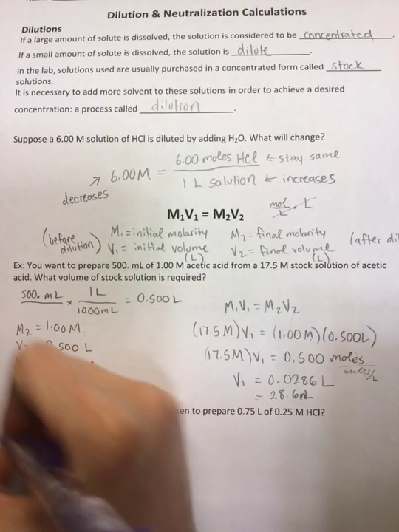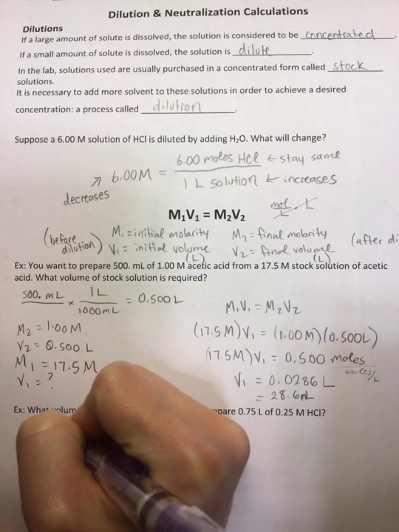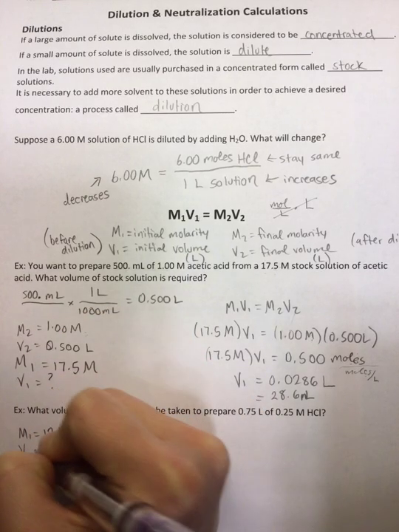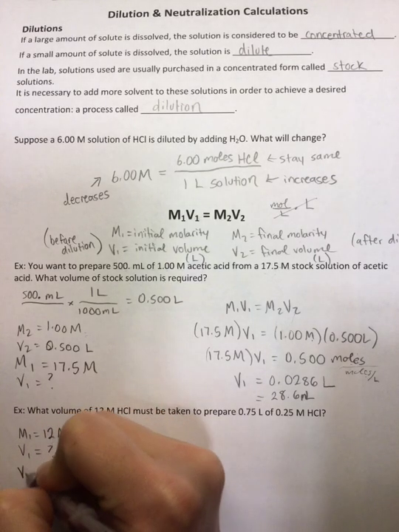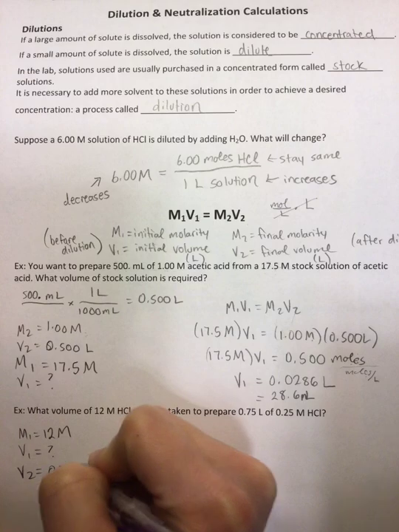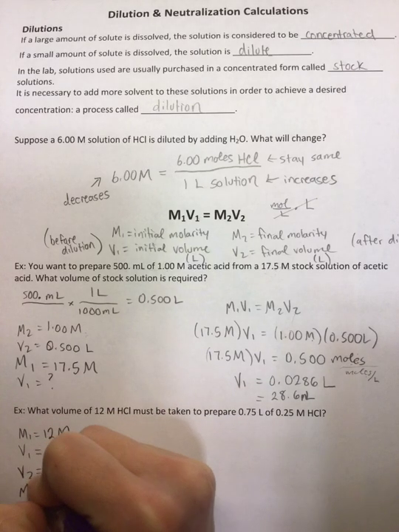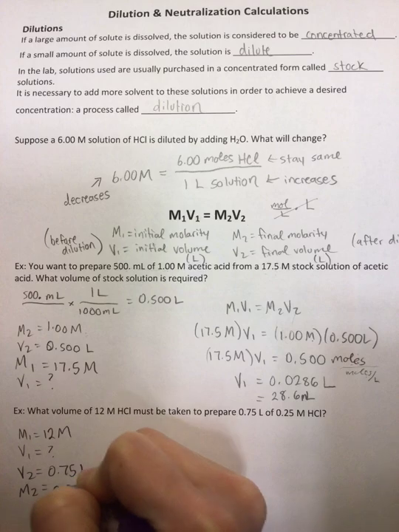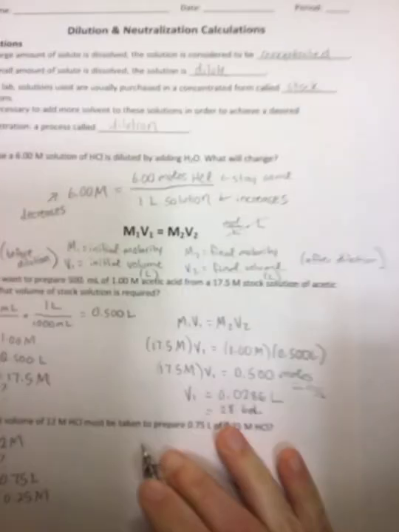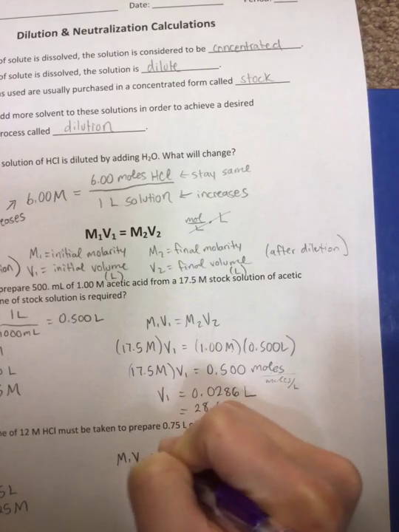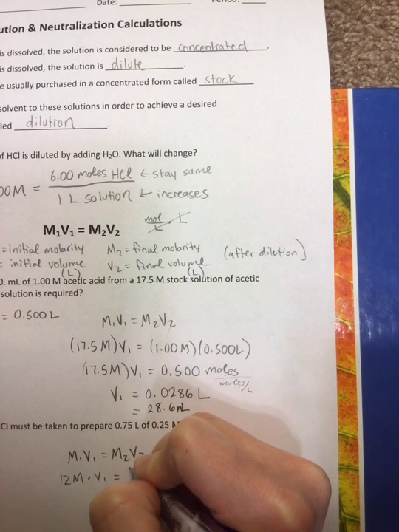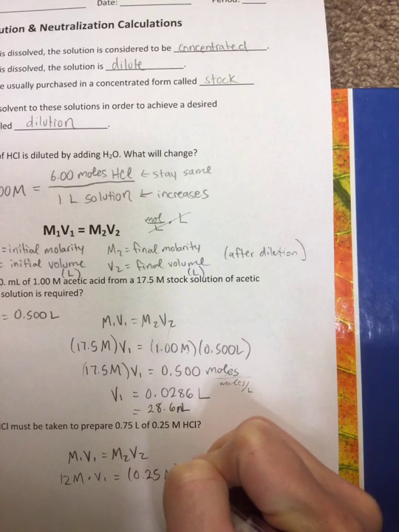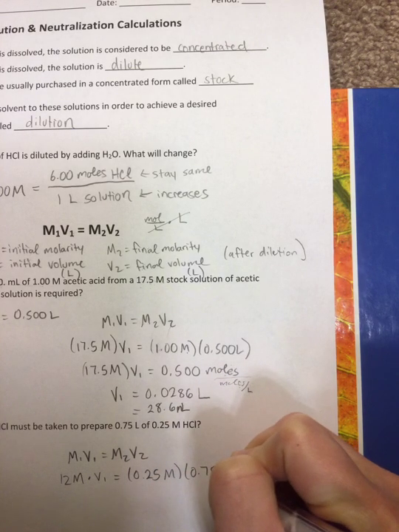So I'm starting with 12 molar right here. So that means my initial molarity is 12 molar. My initial volume, how much of it? I don't know. That's what we're trying to figure out. My V2, my final volume is 0.75 liters, and my M2 is 0.25 molar. Plug it into my formula. 12 molar times V1. This ends up being exactly the same calculation. So probably not the best second problem, but you know you're about to get more.